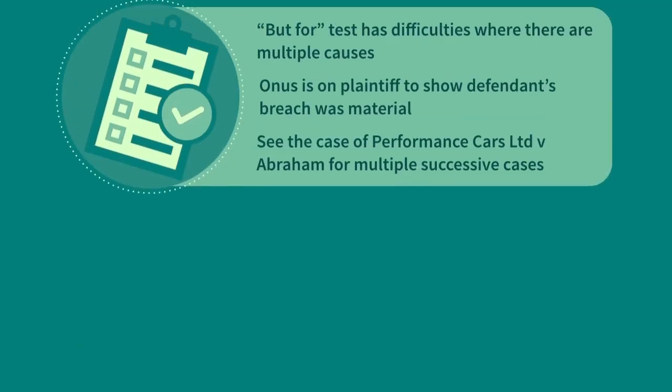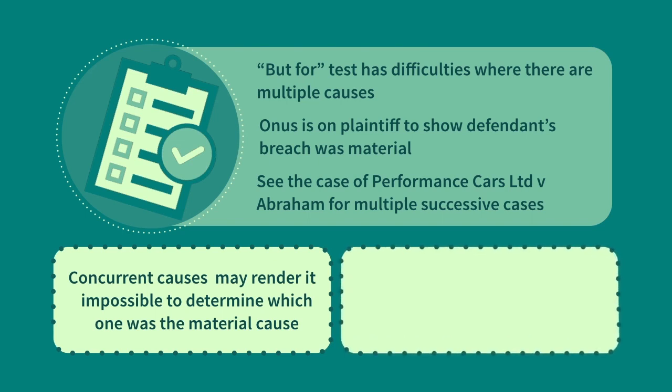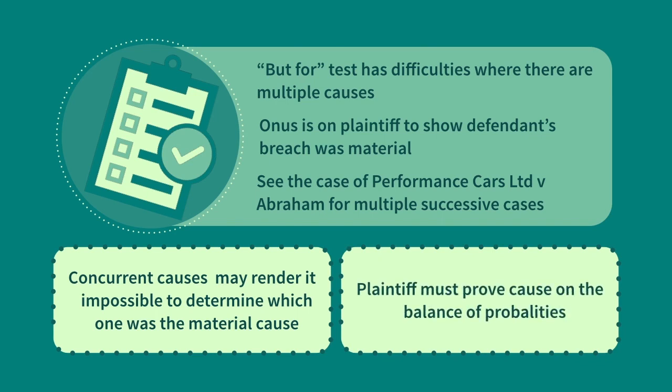Where there exist 2 or more causes which operate concurrently, it may be factually impossible to determine which one was the cause. This has proved problematic, not least because it is the plaintiff's responsibility to establish which one was the cause. On general principles, the burden of proving this is on the balance of probabilities. This means the plaintiff has to demonstrate that there is more than a 50% likelihood of the cause being the breach of duty of the defendant. See the case of McGee v. National Coal Board for a practical understanding on how the courts deal with concurrent causes.